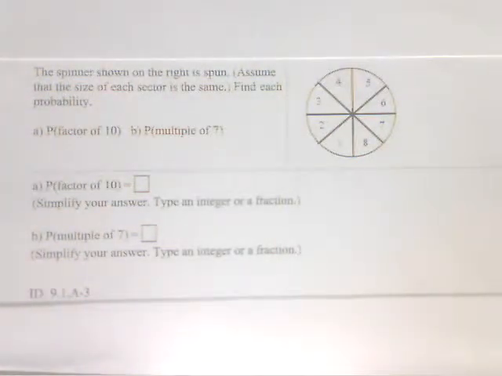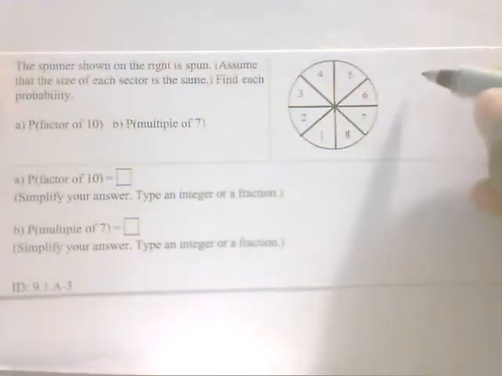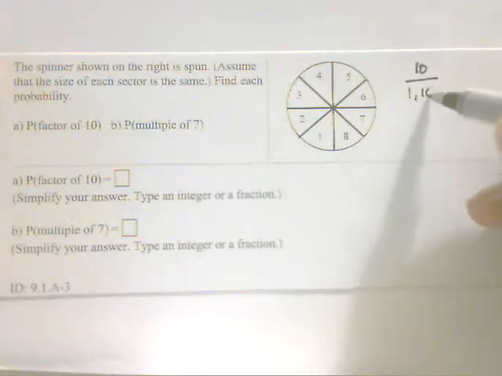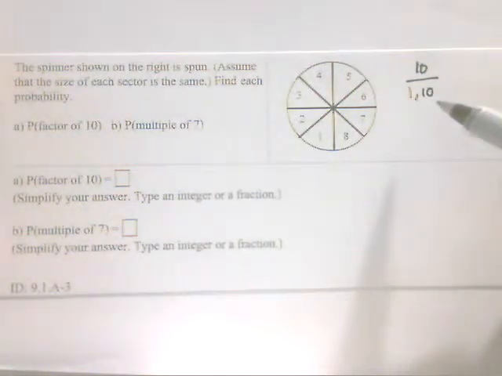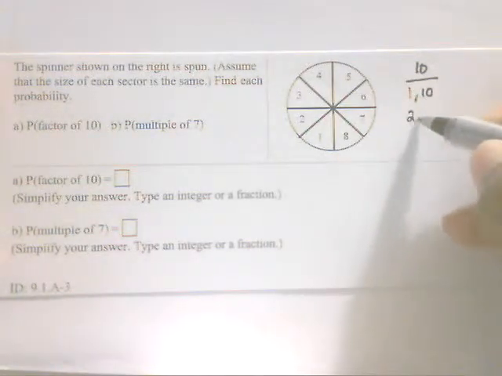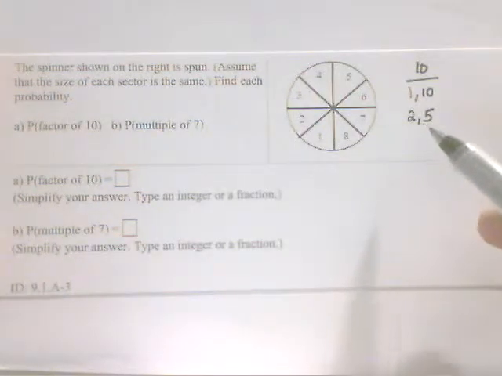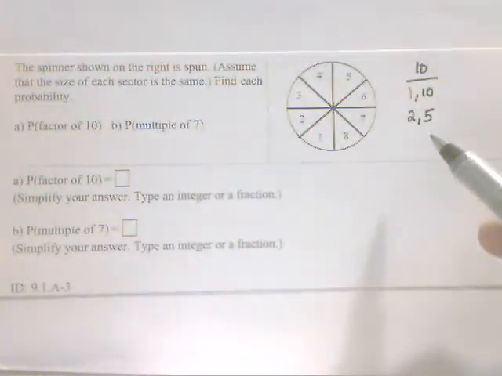Okay, now to figure this out, factors of 10 is this. You want two numbers that will give you a product of 10. One of them will be 1 and 10. So here a pair of numbers, 1 and 10, because 1 times 10 will give you 10. Also, 2 and 5 is another pair of factors that will give you 10.